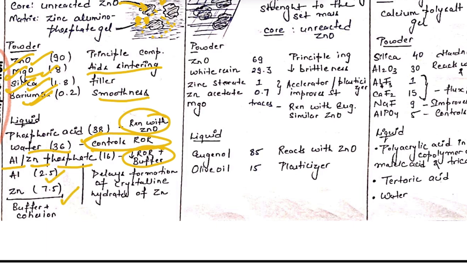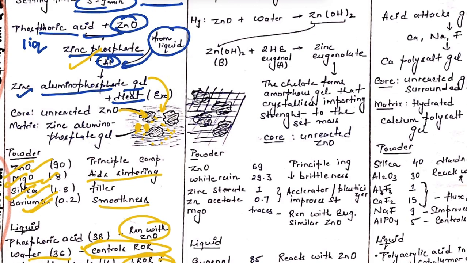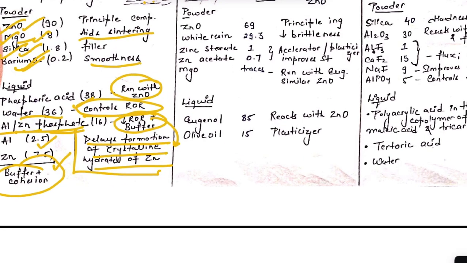And then we have zinc, so this also acts as a buffer and helps in cohesion. Both of them, the zinc aluminium phosphate, you can see it delays the rate of reaction. How? Because it delays the formation of crystalline hydrates of zinc formation. So whatever reaction was taking place, it just delays the formation of that, okay?